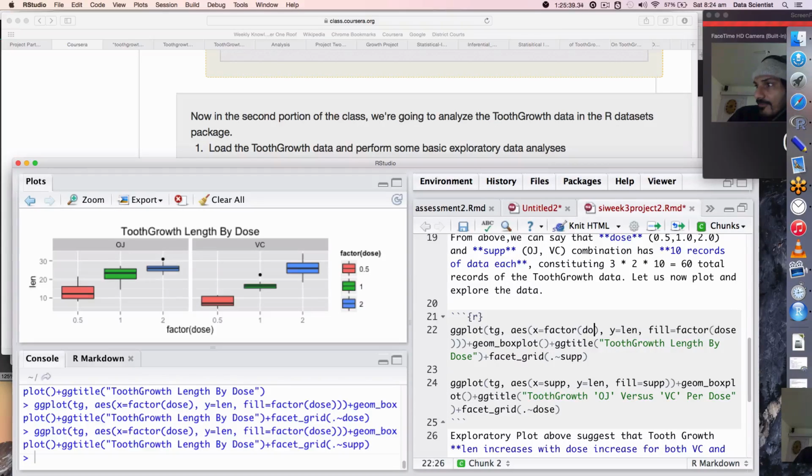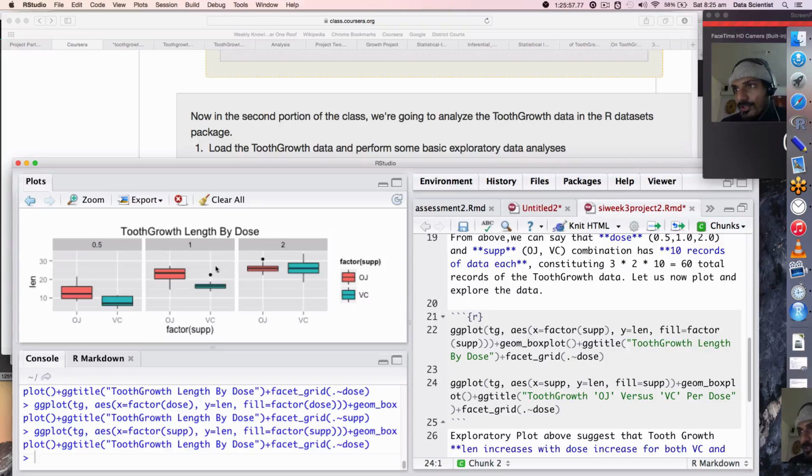I could say this supplement here, okay, and fill factor also supplement, and facet grid dosage, which means now my data would look this way, right? So I've just kind of restructured it. Is this fine?